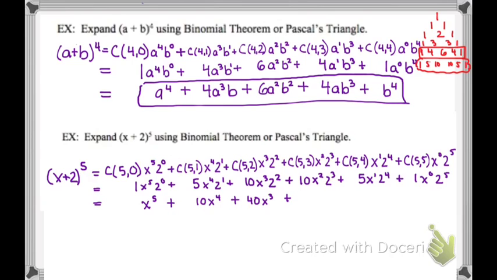Now 10 times 2 cubed will give me 80. 5 times 2 to the 4th will also give me 80. And x to the 1 is just x. And then 1 times 2 to the 5th will give me 32. And x to the 0 is just 1, so we actually don't have an x in that term.